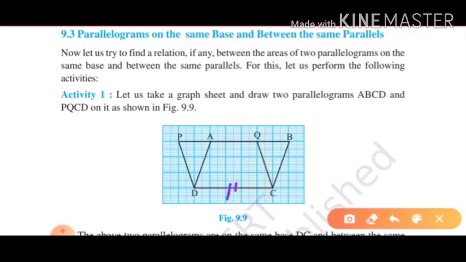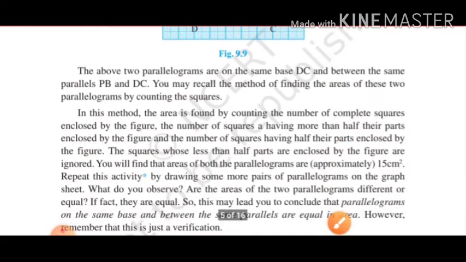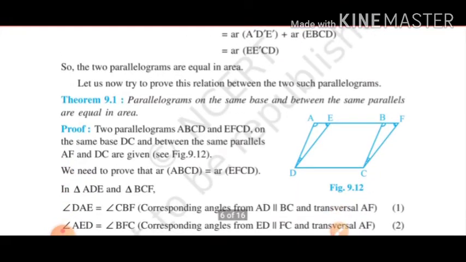If you look at here, these two parallelograms, PDCQ and ABCD, both stand on the same base DC, and between the same parallels, say PB and DC. So there is a theorem given for this. This is a very important theorem, with the help of which we will go for the exercise.